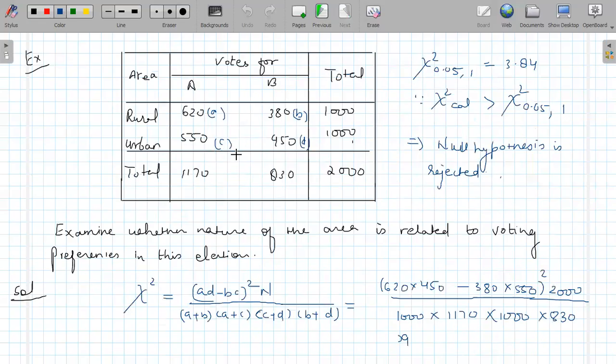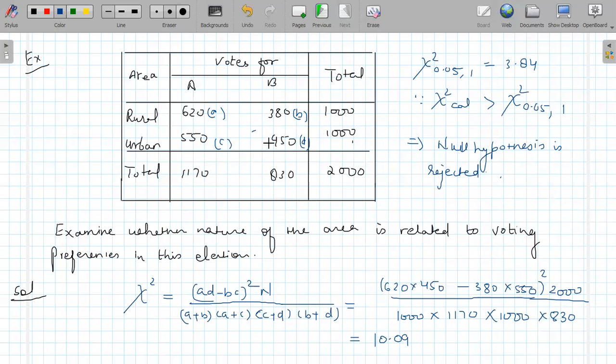This is a 2 cross 2 contingency table, which shows the number of people who have voted for person A in rural area and in urban area, and this is person B. So we have to examine whether the nature of the area is related to voting preference. Does the area, whether village or city, matter in voting preference, that a person from the village will vote for a particular person and one from the city will vote for another particular person? Are these two dependent? We have to check this.